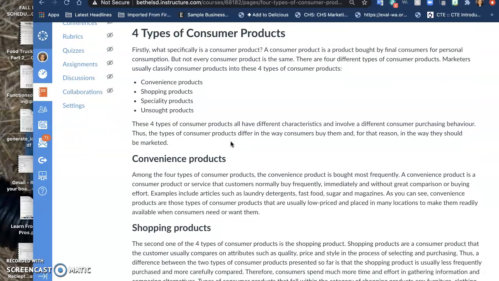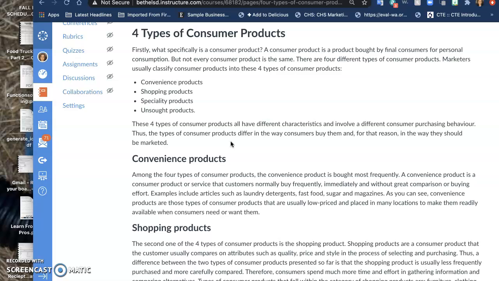Firstly, what specifically is a consumer product? A consumer product is a product bought by a final consumer for personal consumption. But not every consumer product is the same, so there are four different types of consumer products. Marketers usually classify them into these four types: convenience products, shopping products, specialty products, and unsought products.